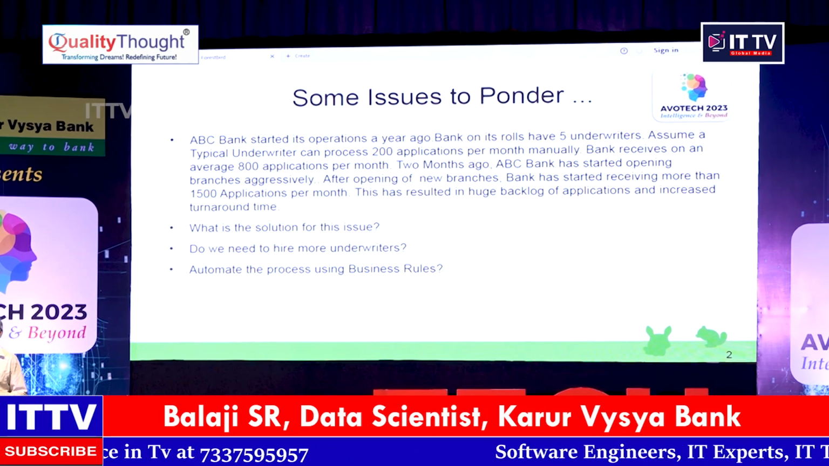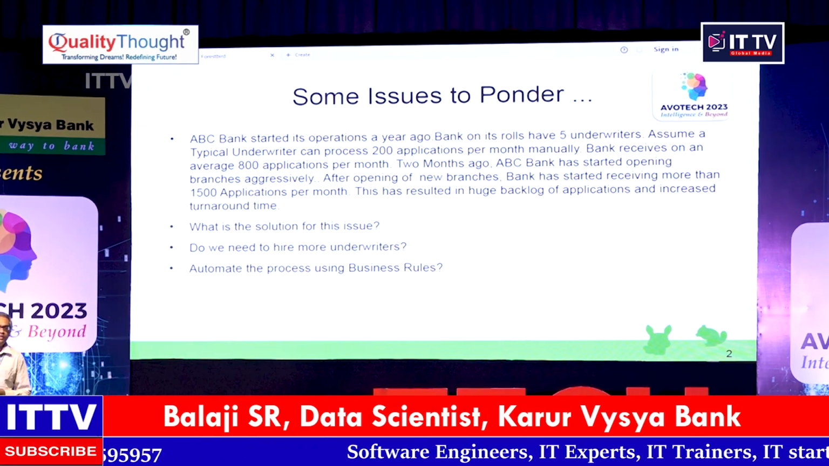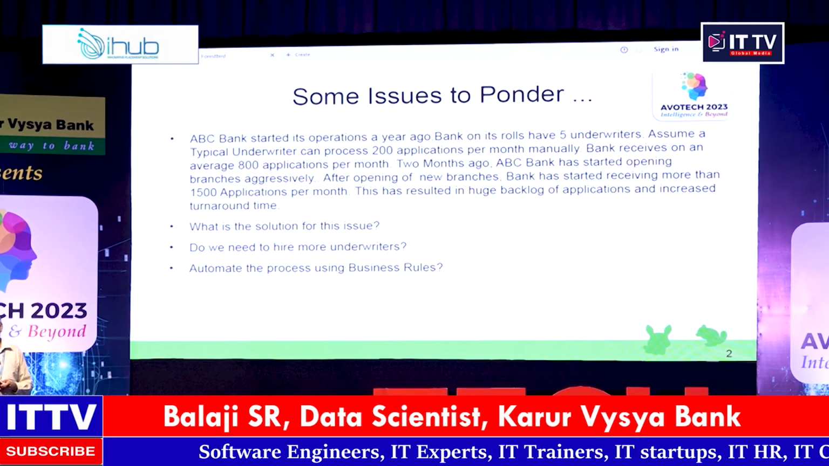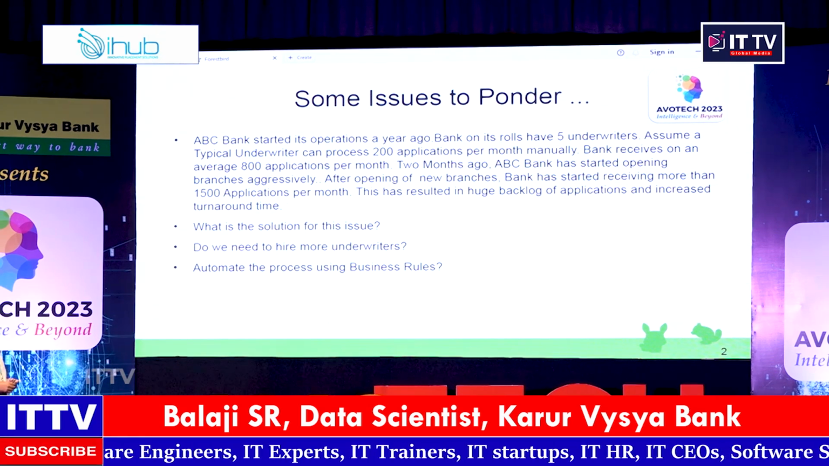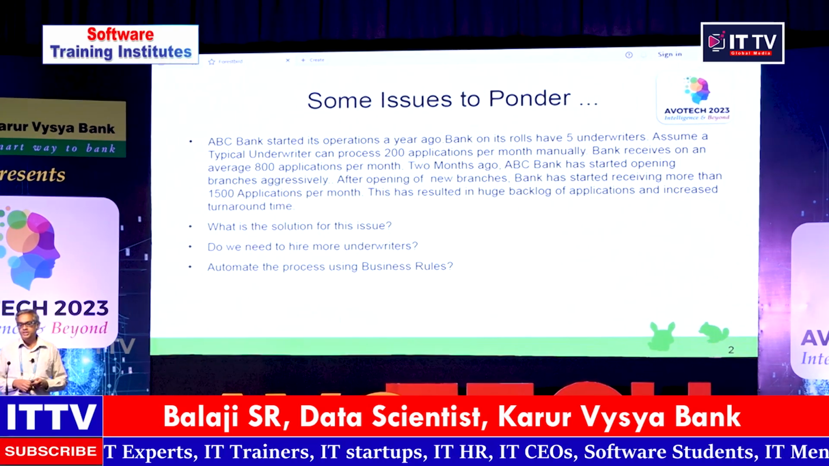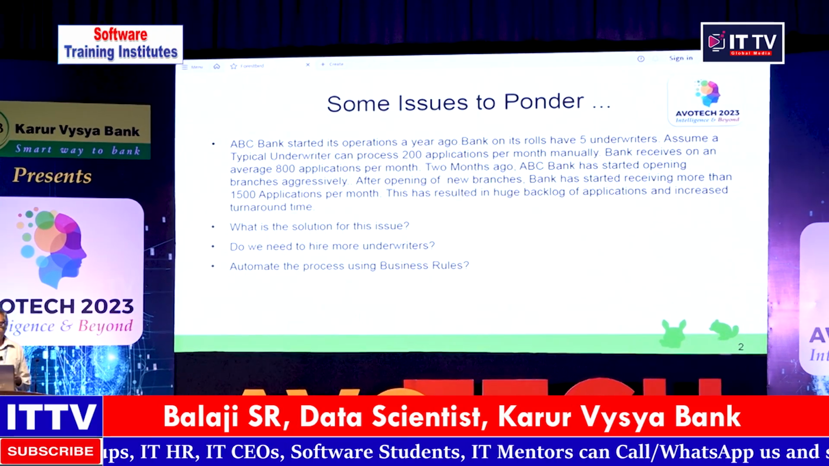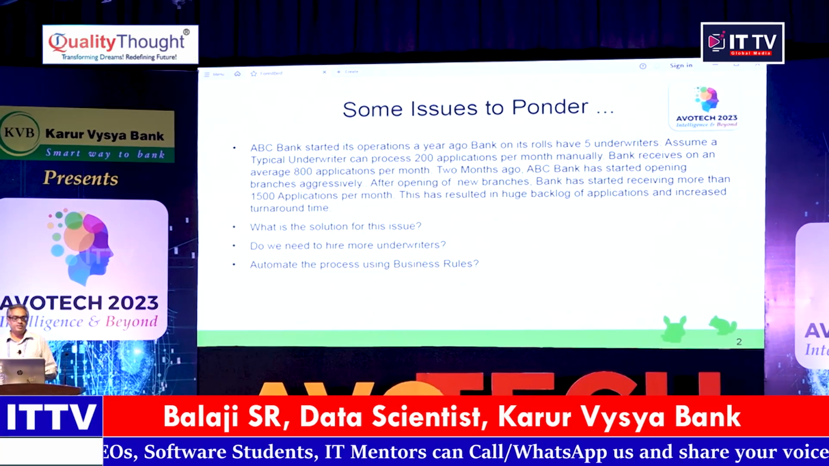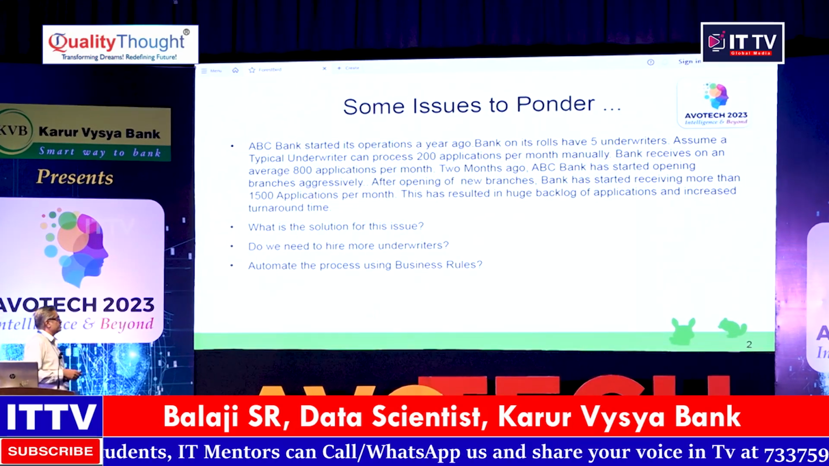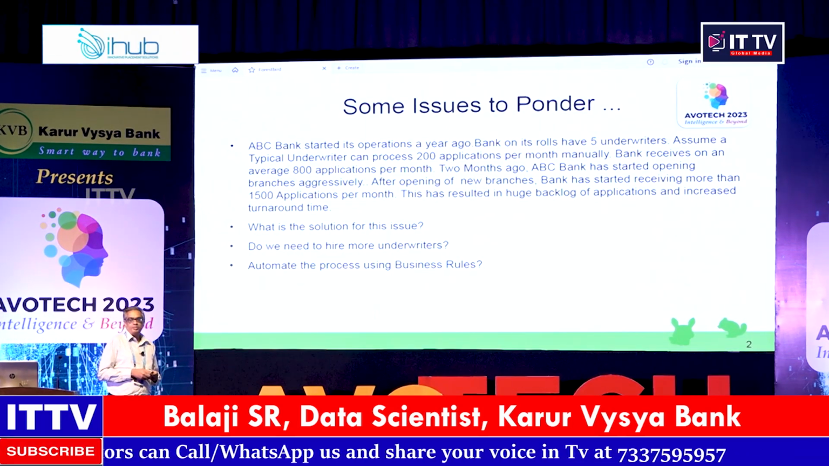First of all, let's try to understand why we need machine learning in the first place. So this is a problem. Okay, so you have ABC Bank. They started operations some 5 years ago. They have 5 underwriters. Each underwriter can process around 200 applications per month.